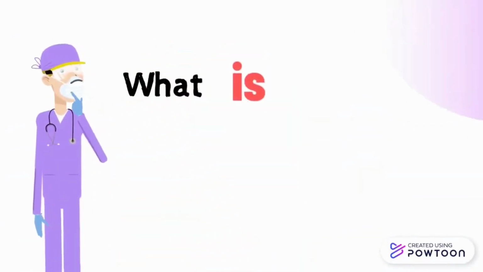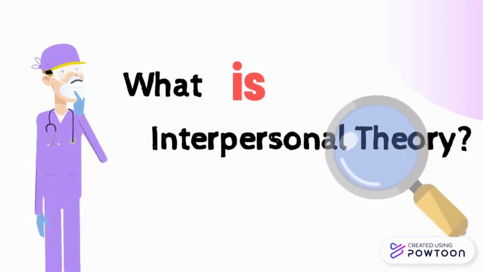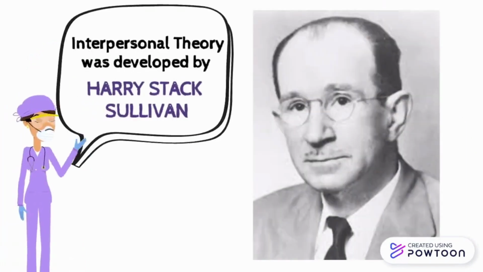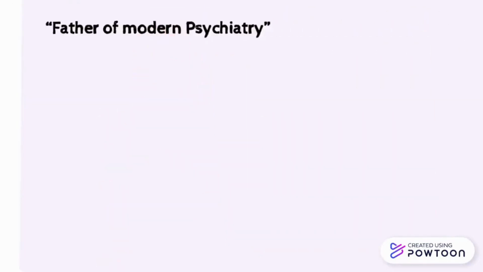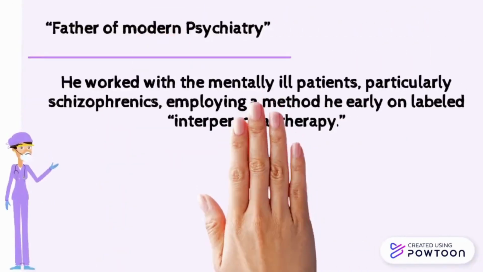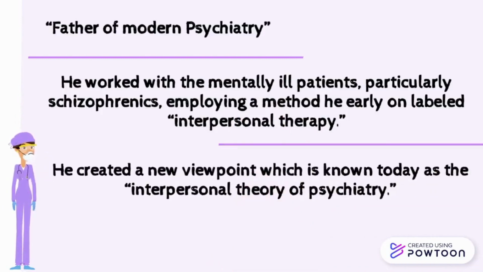What is interpersonal theory? Interpersonal theory was developed by Harry Stack Sullivan. This is his picture. He is the father of modern psychiatry and he worked with the mentally ill patients, particularly schizophrenics, employing a method he early on labeled interpersonal therapy. He created a new viewpoint which is known today as the interpersonal theory of psychiatry.